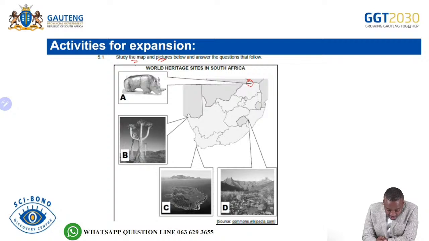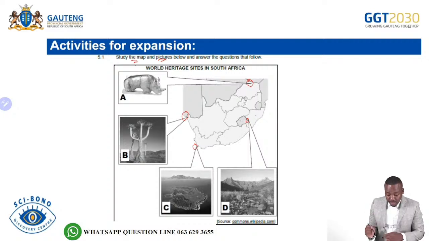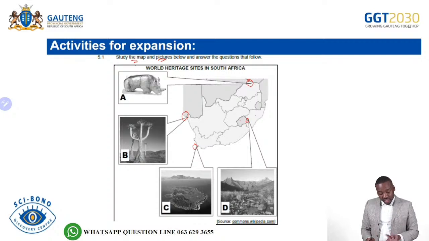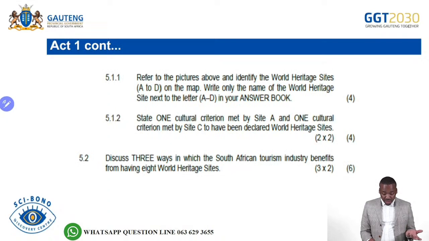And then this one here, we've got what? Richtersveld. And then here we've got what? Table Mountain. And then here we've got what? Ukahlamba. Remember, we said it's located between Lesotho and KwaZulu-Natal. So it is very important that you know that the pictures will also guide you in terms of remembering and so on. Let's check the questions.